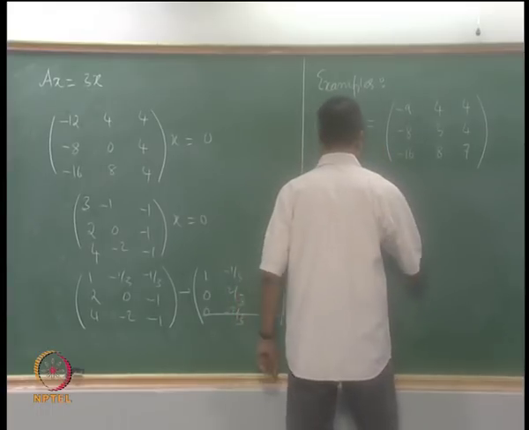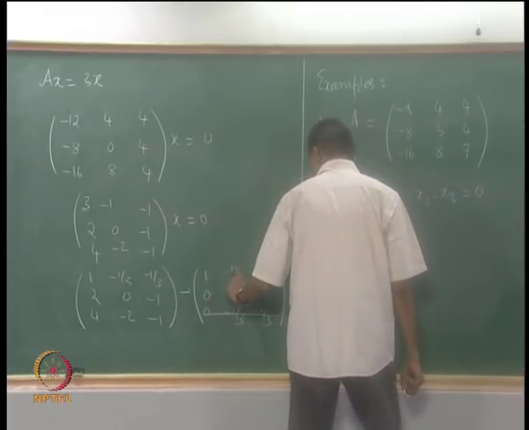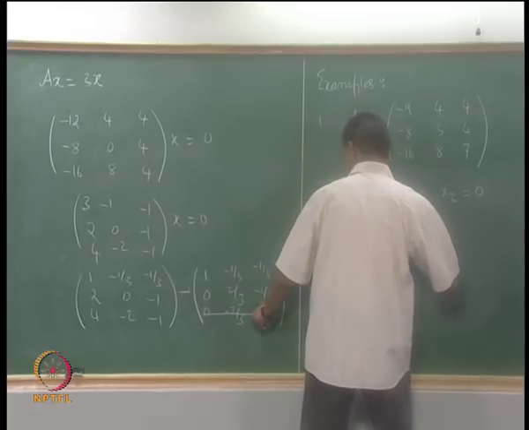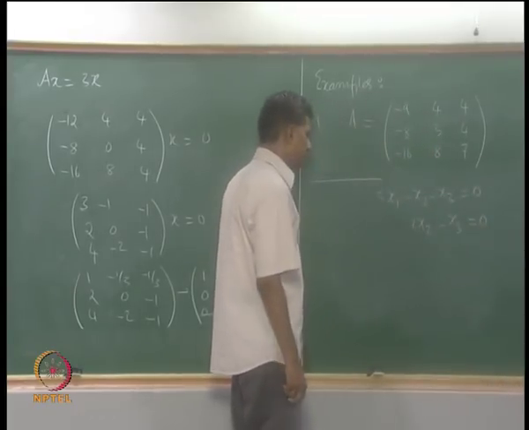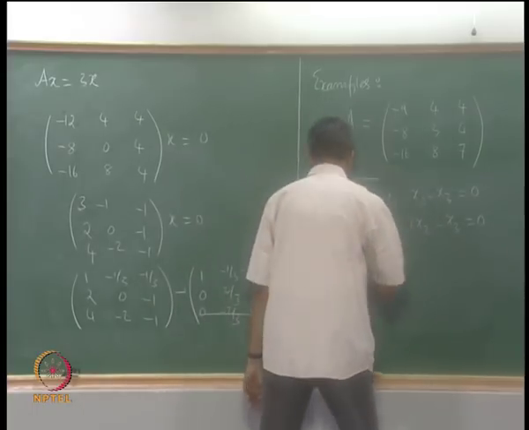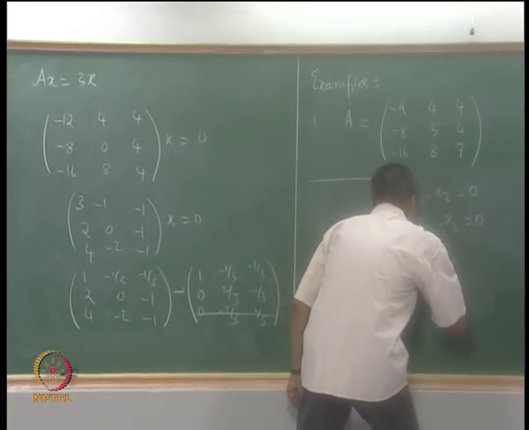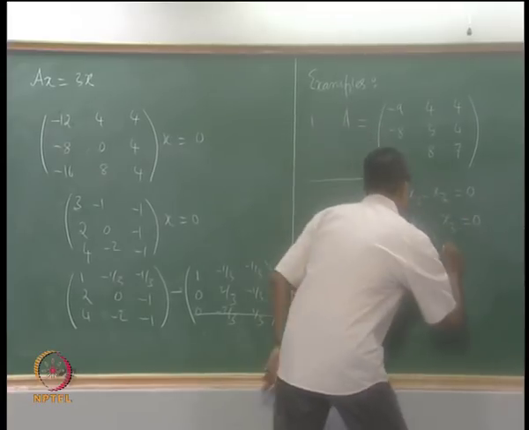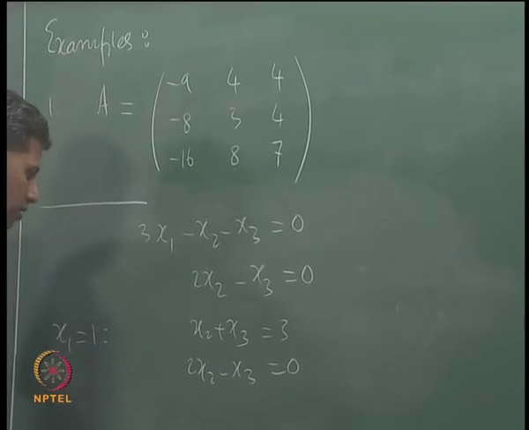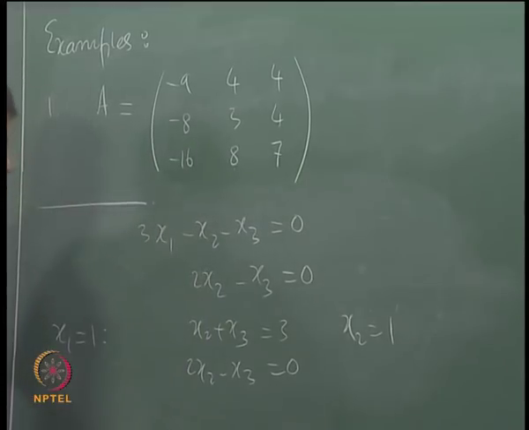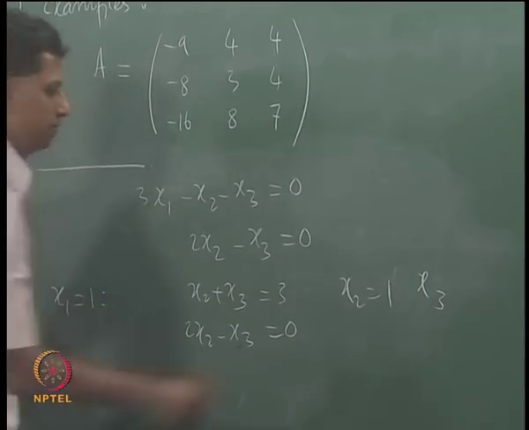Let me multiply by minus 3: 3x1 minus x2 minus x3, multiply this by 3, 2x2 minus x3. Let me take x1 to be 1, then I must solve for these two: x2 plus x3 is 3, 2x2 minus x3 is 0, so 3x2 is 3, x2 is 1. What is x3? x1 has been fixed, x3 is 2.